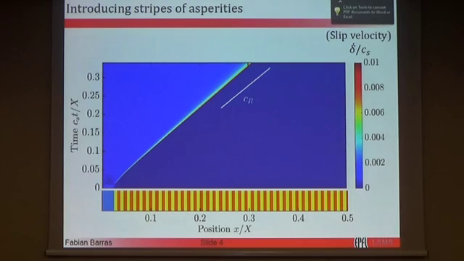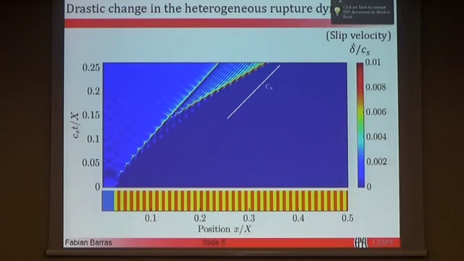So now you can see that this is the Rayleigh wave speed, so we have typically a crack that is propagating just at the speed under the small sub-Rayleigh speed. Now I will introduce some stripes of asperity here, but I will keep the macroscopic toughness constant. And as you can see, you have really a drastic change in the heterogeneous dynamic problem.